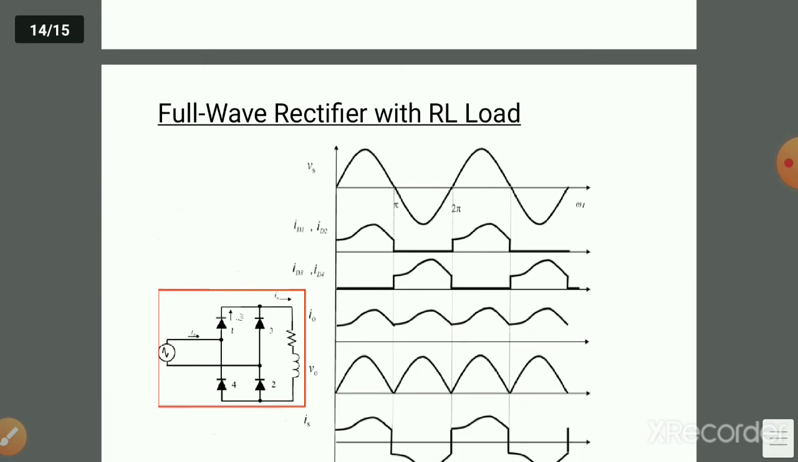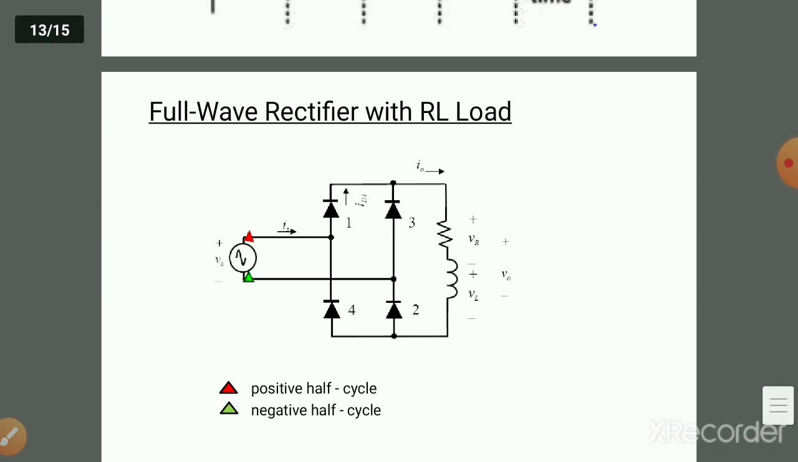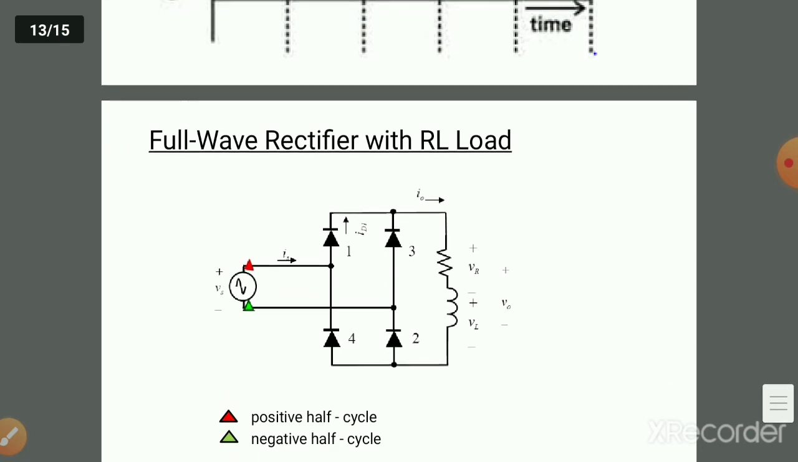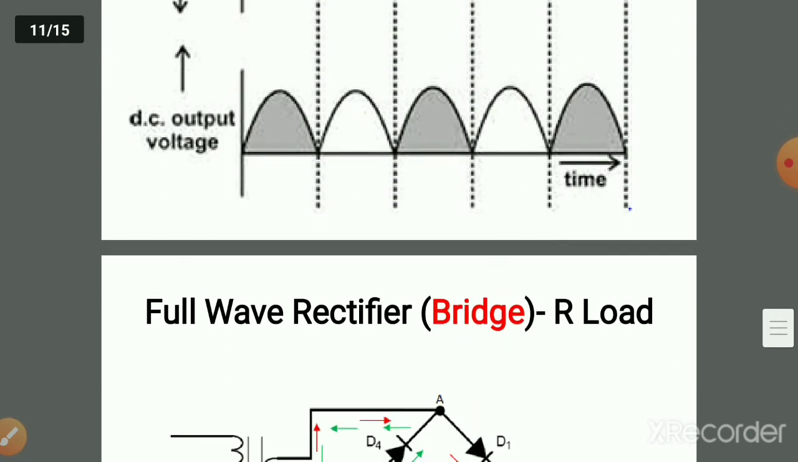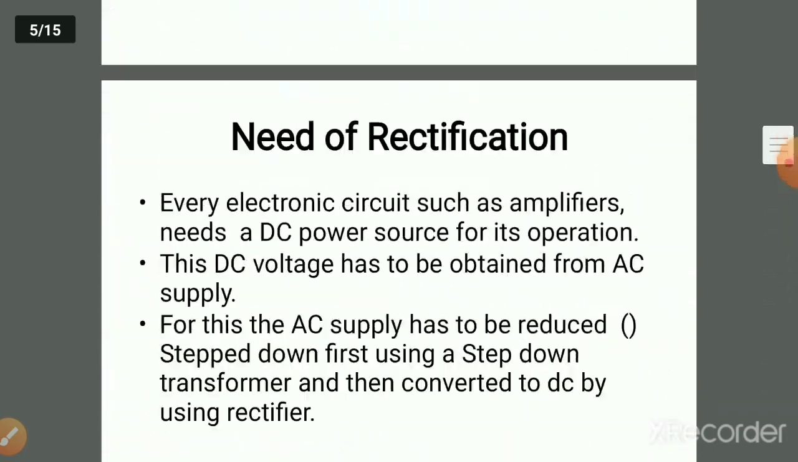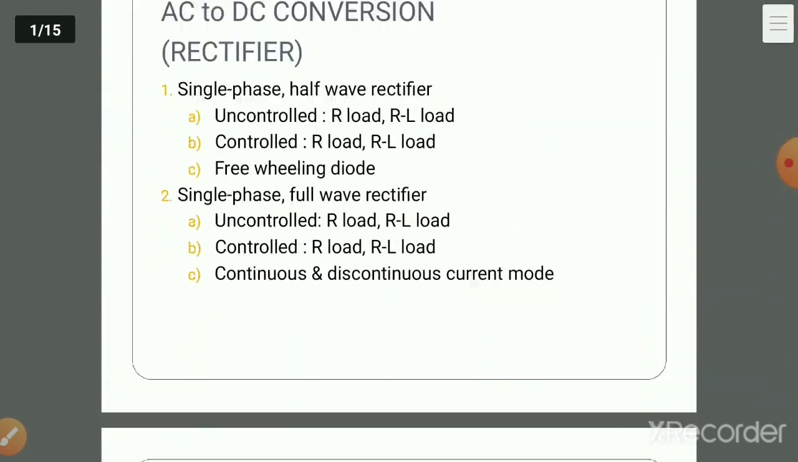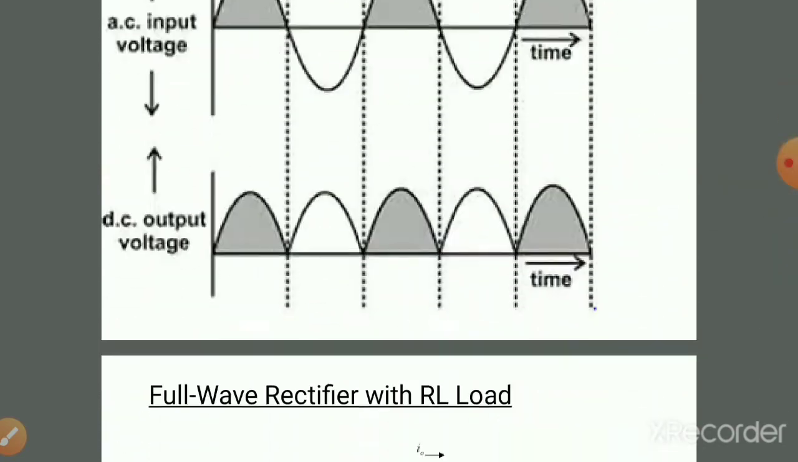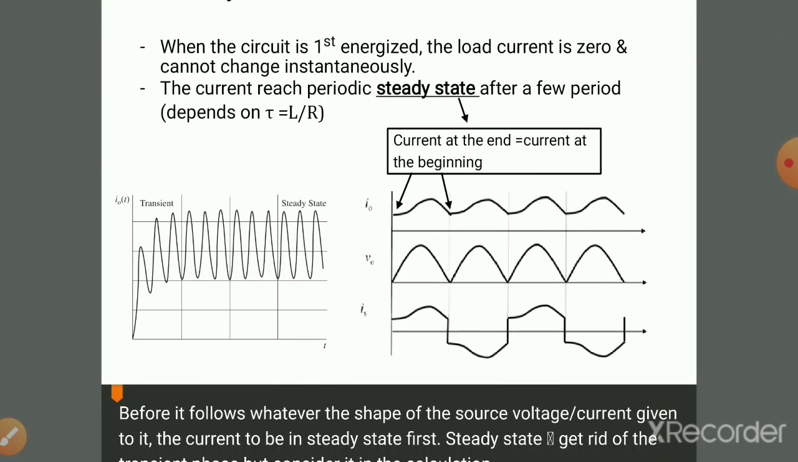This is also the single phase full wave rectifier, which I already explained. We discussed the single phase full wave rectifier with RL load, with bridge rectifiers, then center tapped rectifiers, and many more things in this particular session. So the actual part of this first module gets over here, and I'll discuss the second module from the next session.